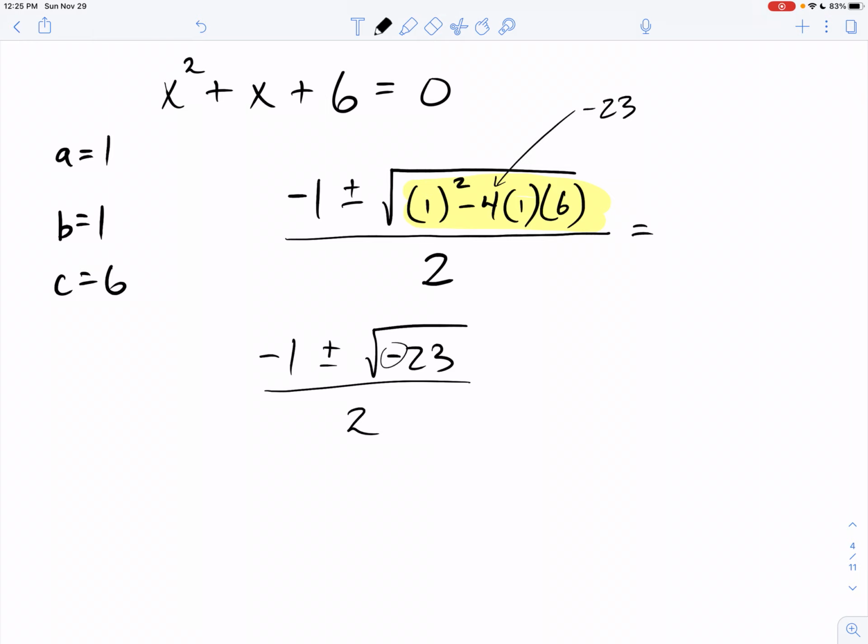Now, I see a negative. That always means poke out your eyes. Never leave an i in there. But 23, I can't do anything about. 23 is a prime number. There's no perfect square. So what's my answer going to look like? It's going to look ugly. This is not a pretty number. But it is the correct number.